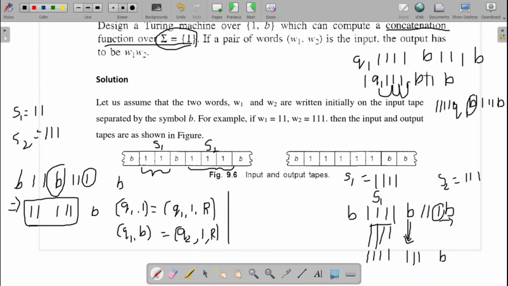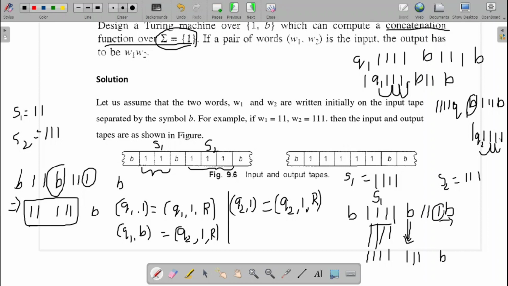Again, Q2. So now this blank is replaced with 1. The state is Q2, so Q2 I will keep on moving. Q2 on 1, what to do? Go as it is. This 1 will be retained as it is. I won't change anything: Q2 as it is, 1 as it is, but I will have the right movement. Q2 will move to the next location, again move to the next location, then again 1 as it is.